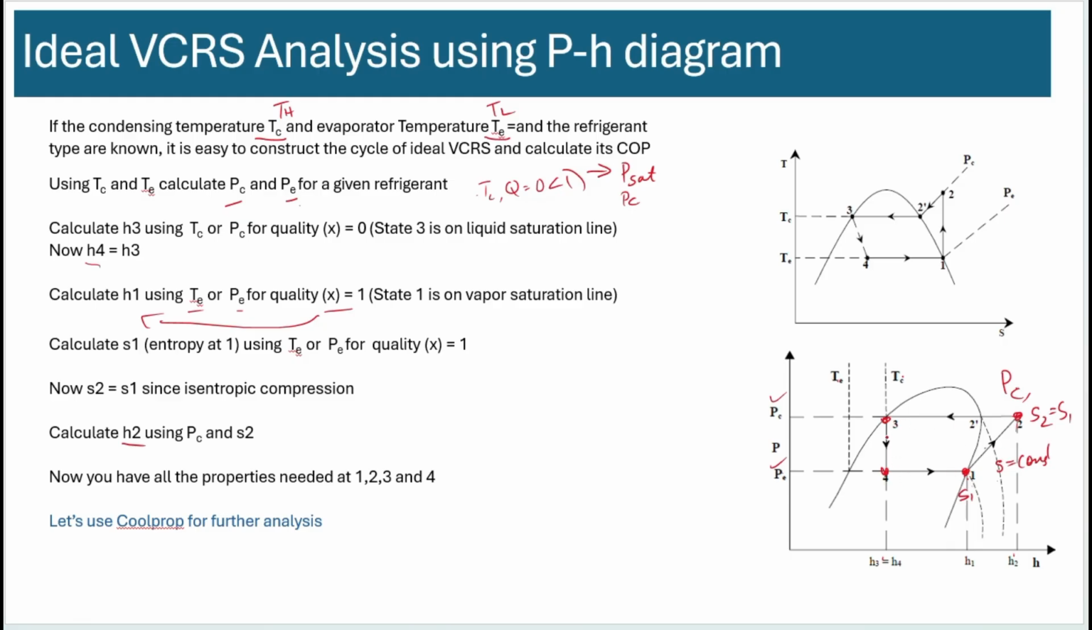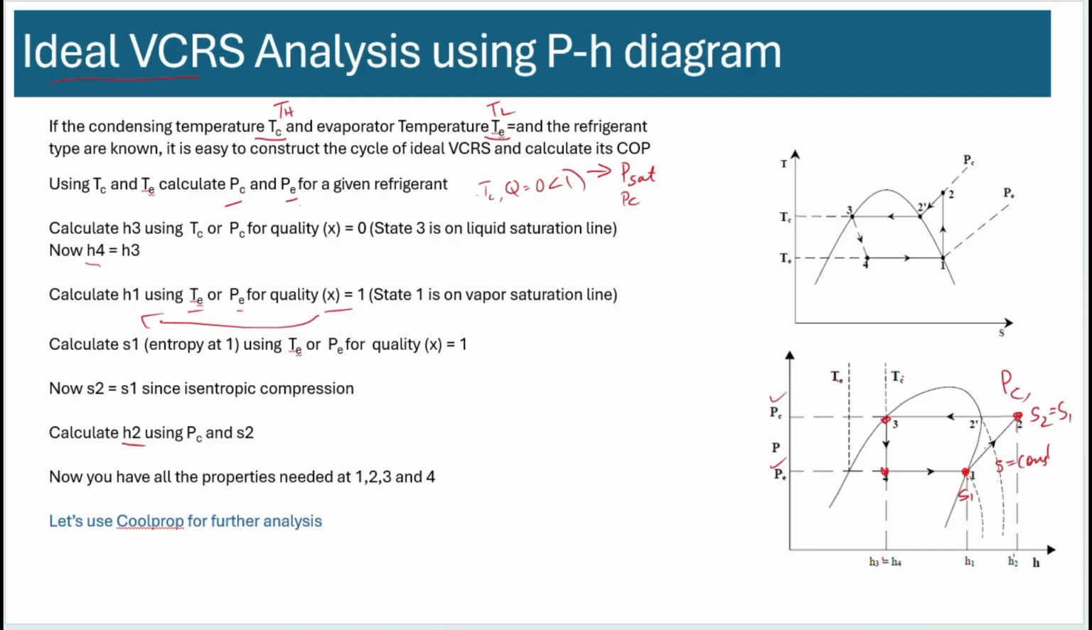That way you have calculated all the points in the cycle for an ideal VCRS if you are given the two temperatures. The same way you could do this if you are given the two pressures. So anytime somebody tells you they want to calculate the ideal VCRS properties for this refrigerant, the only information you need from them is either the two pressures at which they want to operate or the two temperatures at which they want to operate. And you can calculate that for any refrigerant, right? It's easy to plot.